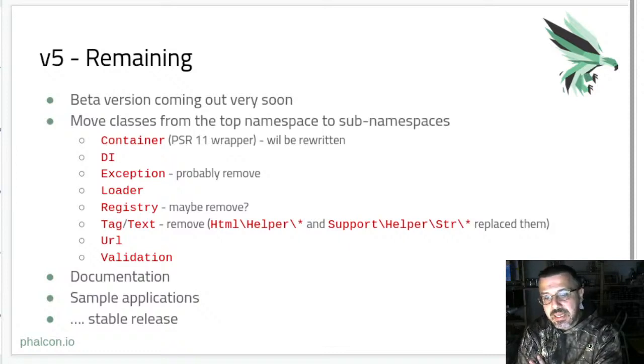Tag and text will be removed, both of them. We already have the HTML helper methods, and those are the same as what tag creates. So these are HTML elements. For instance, you would use in the past tag input or tag password field. Well, there are helpers already in the framework for that. And for text, which would do the camelize and camelize, lower, upper, and all that stuff, we already have a whole factory under support helper, and it's the SDR.